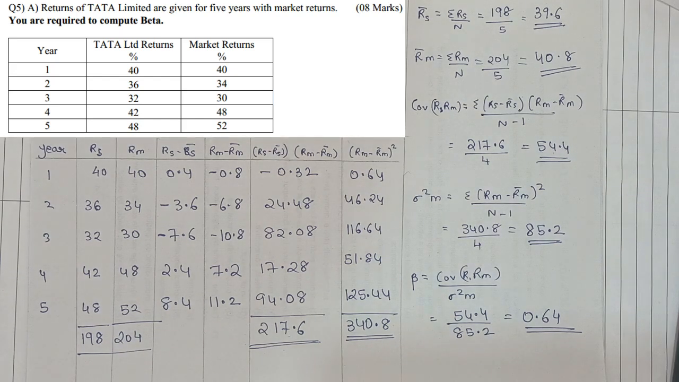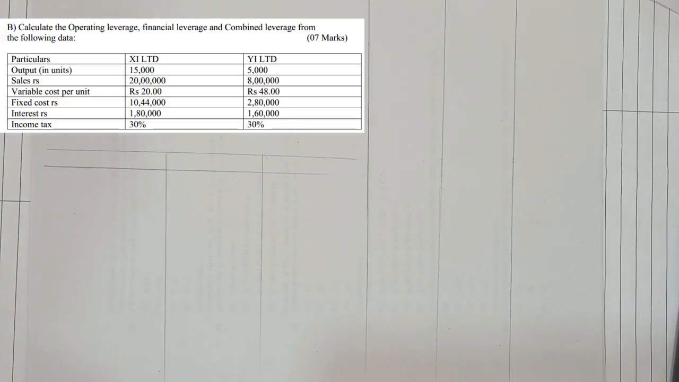Okay, you all can go through it once. Now one last question is available to be solved in this particular paper. We will start with that then. I'll read the question. Calculate the operating leverage, financial leverage and combined leverage from the following data. Output is given to us. Sales in rupees, variable, fixed, interest and income tax are given.